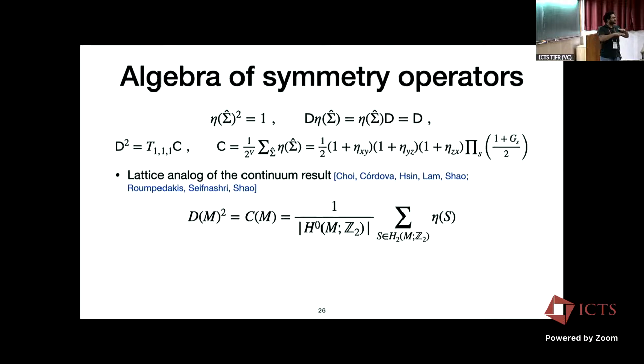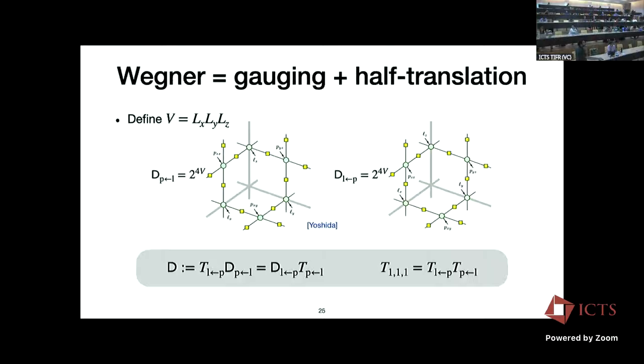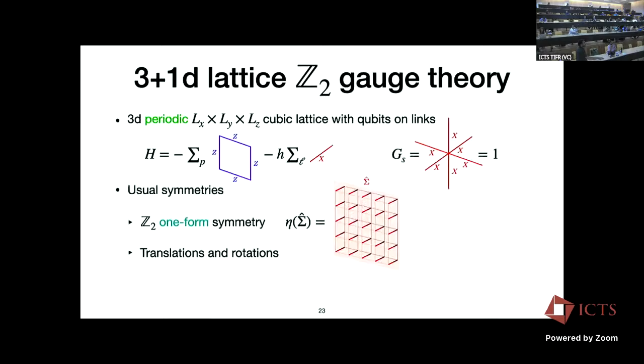Eta_xy is the 1-form symmetry operator in the xy plane, the non-contractible cycle in the xy direction. Similarly, eta_yz and eta_zx. Oh, it doesn't matter. Because of these Gauss law projectors, it doesn't matter where you put it. It can be anywhere. If you want to shift this, you just bring in appropriate factors of these Gauss law operators into this. Oh, that was here. This is the product of Z's on all the links that pierce this dual surface.